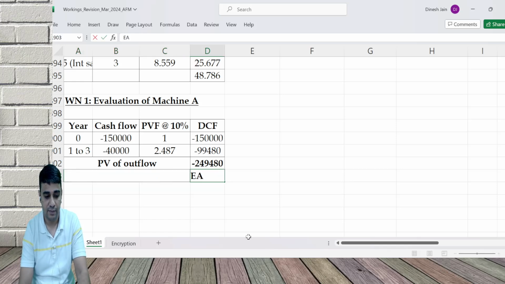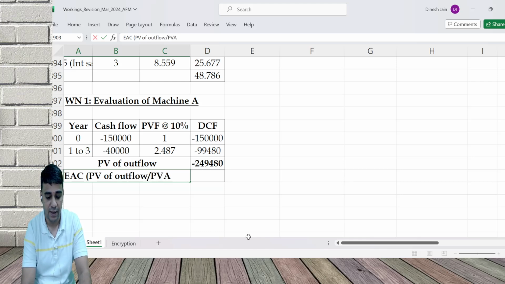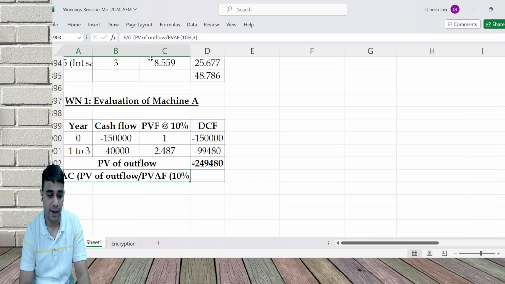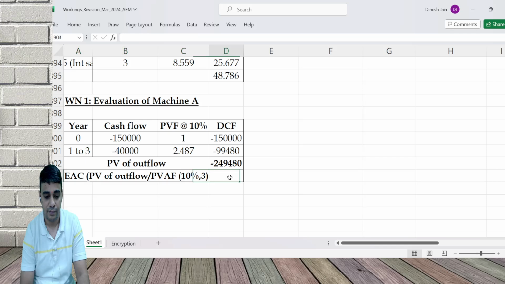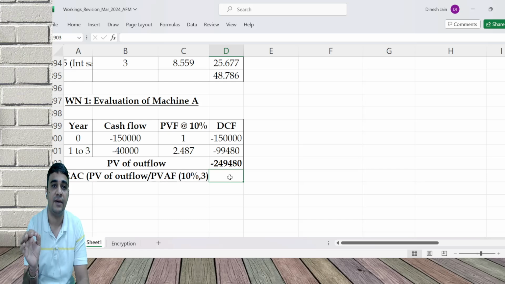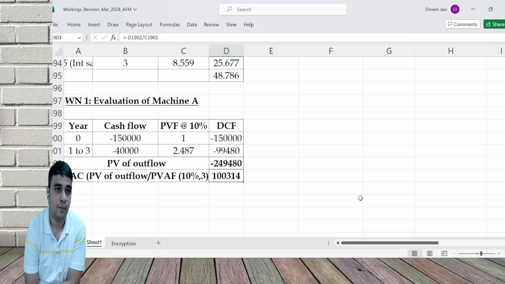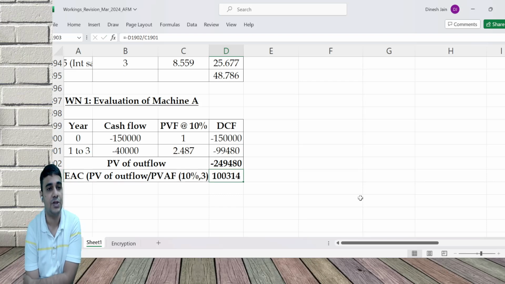Then EAC. EAC is PV of outflow divided by the annuity factor, PVAF at 10% for 3 years. That gives 249,480. At the EAC stage, don't put a negative sign; annual cost means it is negative only. So divide this by 2.487. 1 lakh rupee I have to incur every year on machine A.